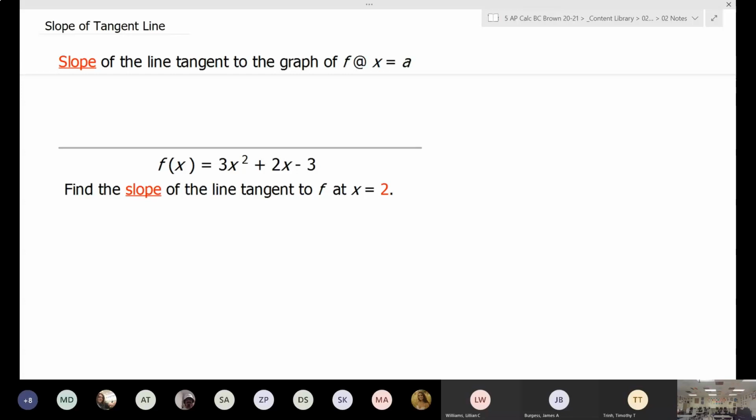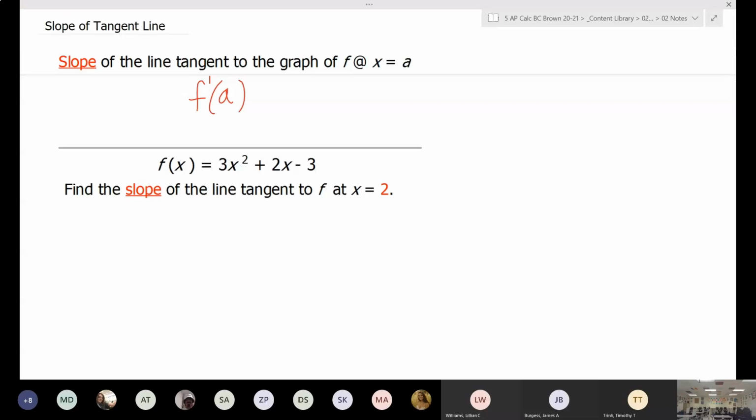So taking that first statement, we see the slope of the line tangent to the graph of f at x equals a, we can shortcut that whole statement by writing it as f prime of a. The derivative at a is the same thing as the slope of the tangent to the original function. And we can use that to actually find the slope of the actual line.